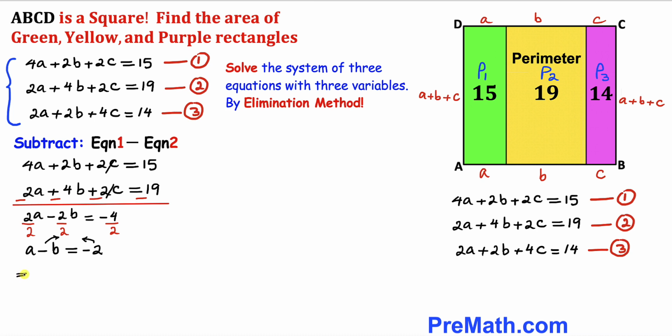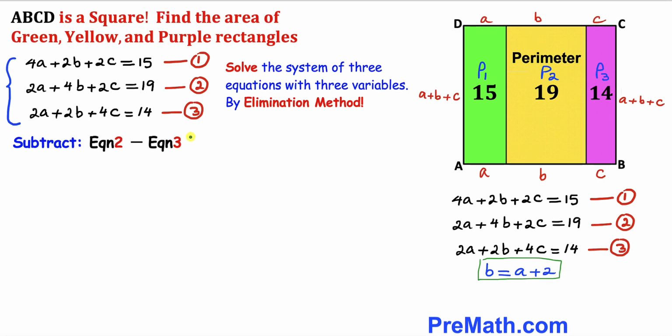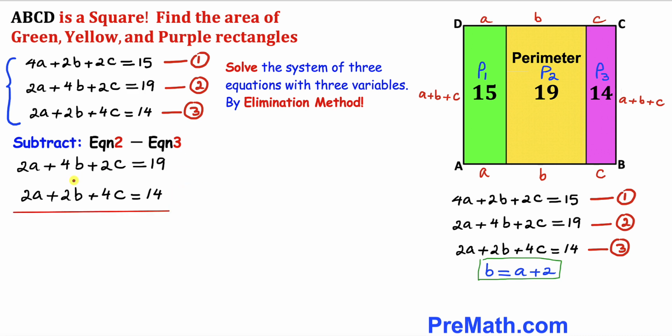So therefore our b is going to be equal to a plus 2, and here I have copied it down, b equals a plus 2. And here's our next step. Let's go ahead and subtract this equation 3 from equation 2 now. Here I have copied down these equations 2 and 3. And now let's go ahead and subtract.